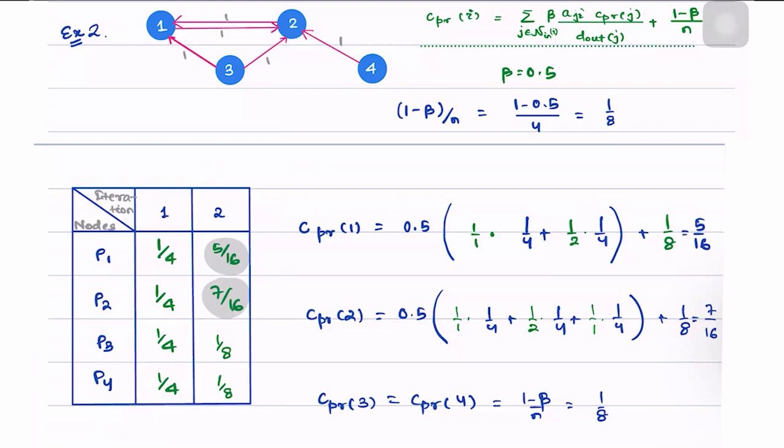In the next lecture, we'll look at yet another centrality measure known as the Hobson Authority centrality.